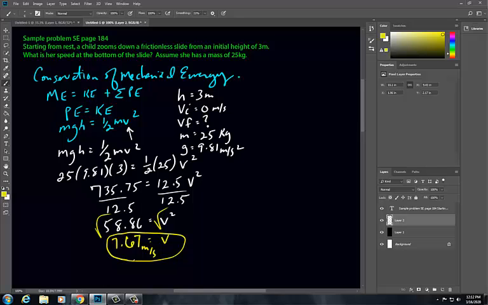You can see how this problem kind of tricks you, because you're thinking, oh, this is angles and it's going down a diagonal thing, but it's actually just the same old thing again.